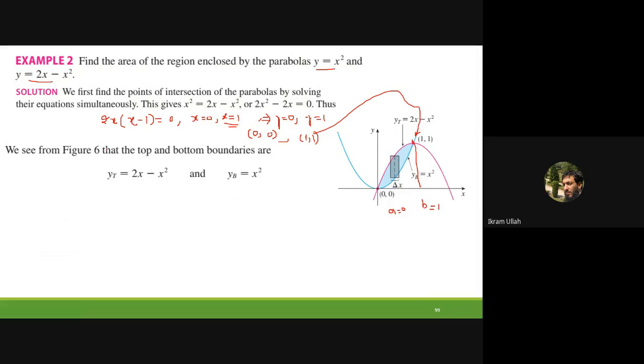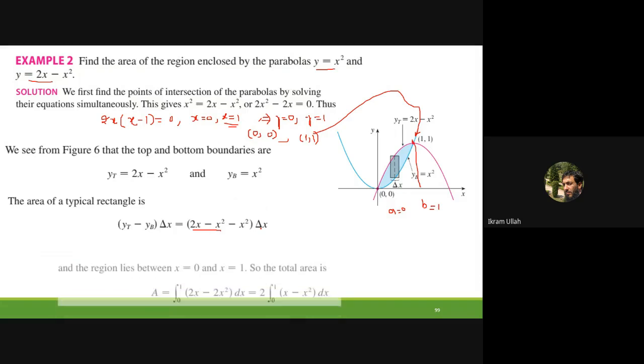And we see from figure 6 that this is the top boundary and this is the bottom boundary. Now the area of the typical rectangle is the integral of delta x, and this is equal to the top curve minus the bottom curve. So this is yt minus yb delta x, where yt is equal to 2x minus x square, and yb is y equal to x square.